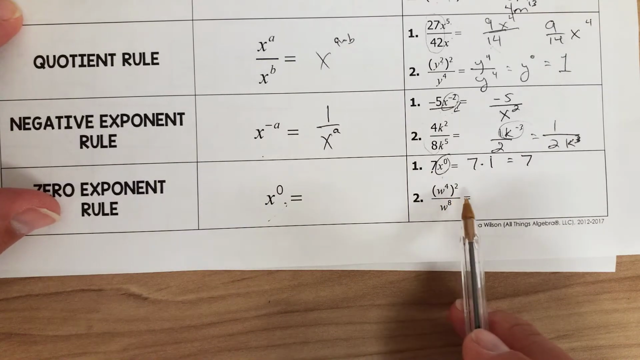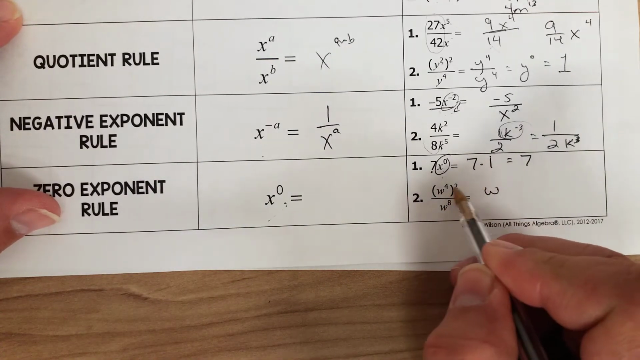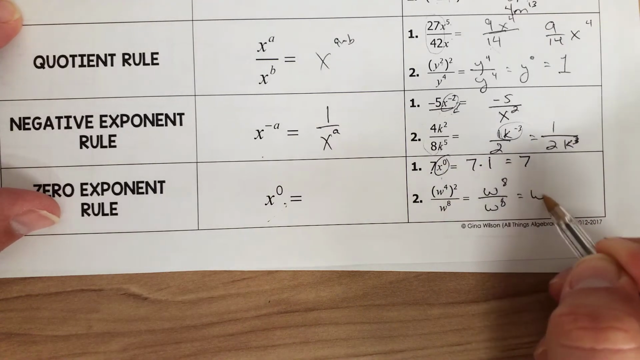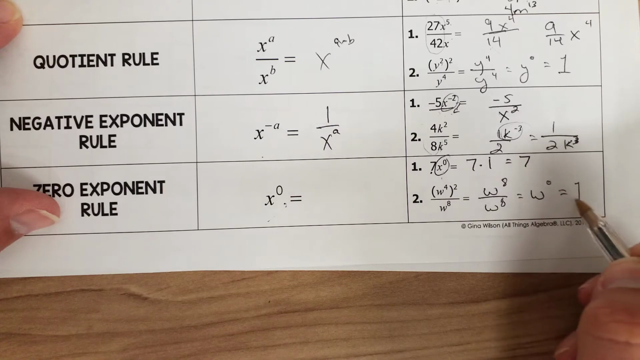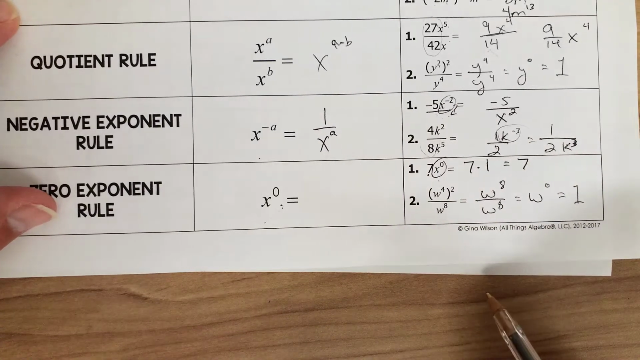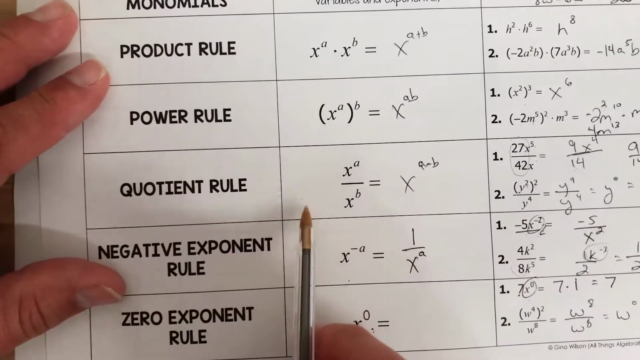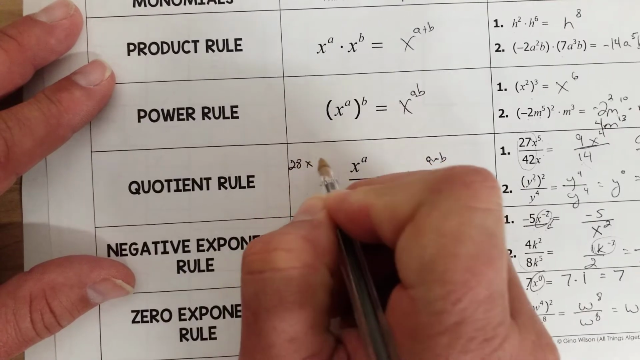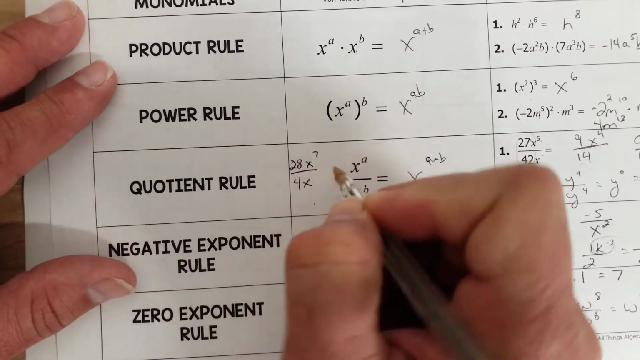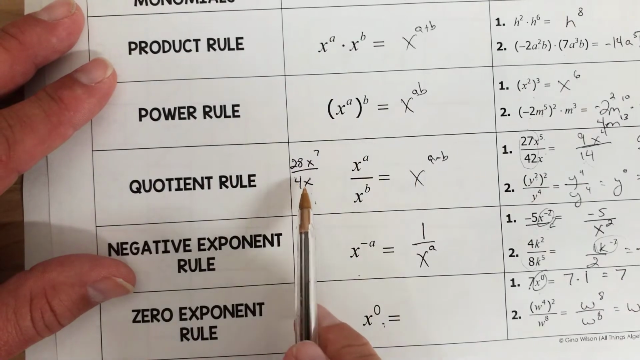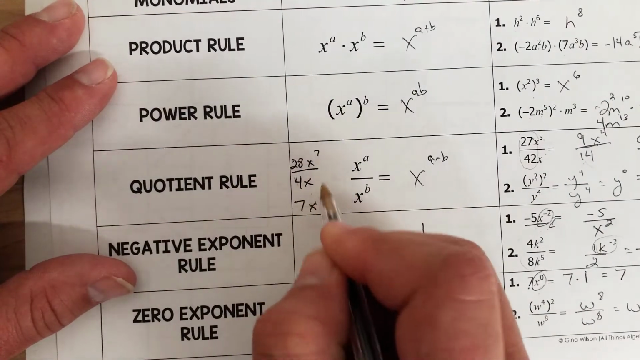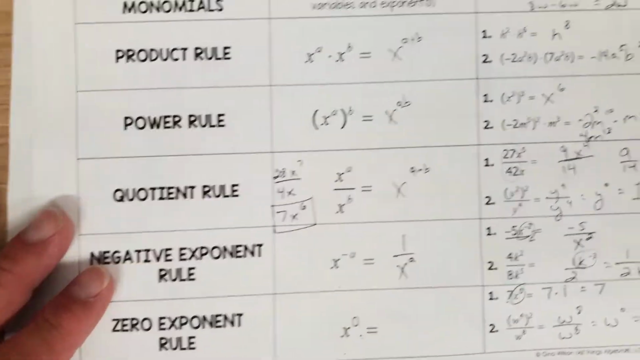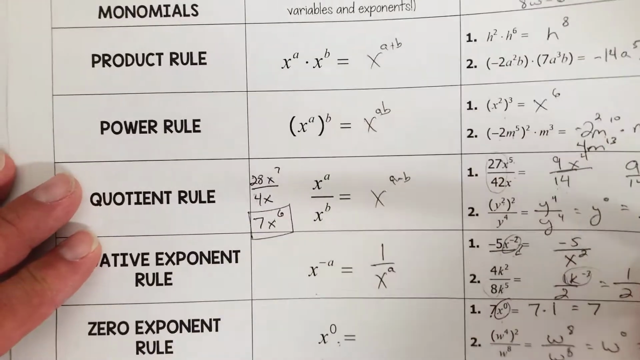Here, power to a power, so I'm multiplying the exponents. We worked one just like this just a second ago. 8 minus 8 is 0, and anything to the 0 power is equal to 1. So let me throw another problem in like this one. What if I had 28x to the 7th over 4x? Well, these coefficients would divide down to 7, and I would simply subtract the exponents and get 7x to the 6th.